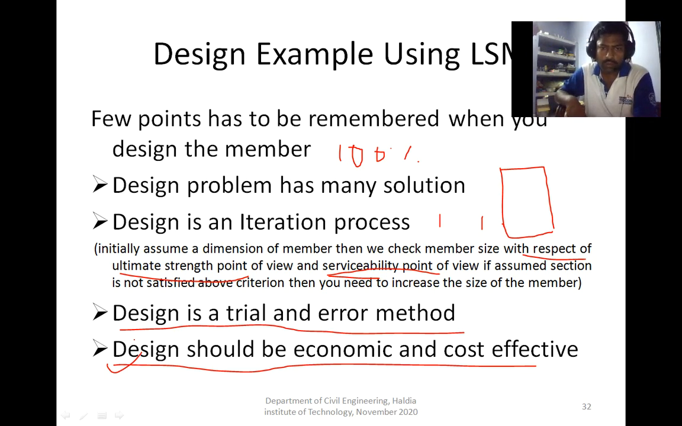So in every step we eliminate the errors, and when the results are converged, when the error is minimum, at that time we stop the iteration. And the last point, last but not least, is very, very important. The design should be economic and cost effective. So whatever sections you use, that should be economic and cost effective.